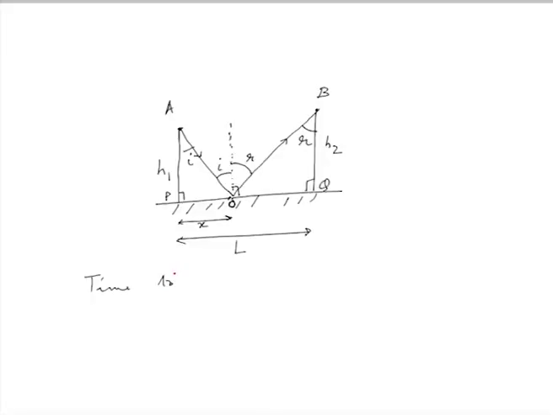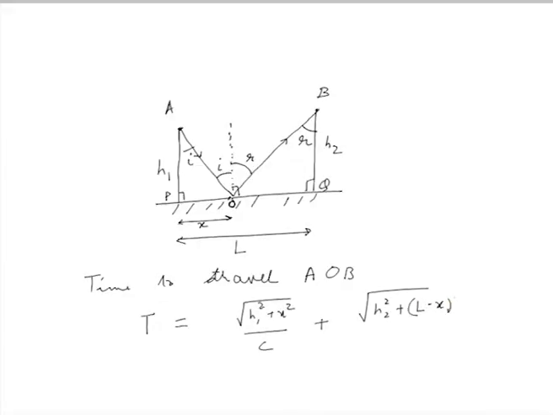What's the time it takes for light to travel the distance AOB? Let me call that time t, and the velocity of light in this medium, let's say this medium is air, so the speed of light is c. The distance AO is the square root of h1 squared plus x squared, so the time to travel AO is that divided by c. And the distance OB is the square root of h2 squared plus (L minus x) squared, divided by c.